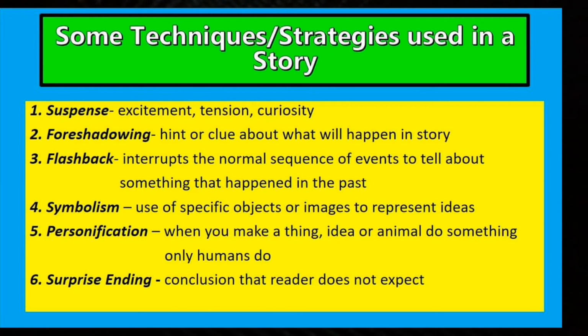And number 4, symbolism, use of specific objects or images to represent ideas. So there are some objects or maybe things or people or anything that are being used in the story, and then later on they have this very important meaning or connection in the story. For example, what is the meaning of the color yellow or red, or what is the meaning of the ball in the story? So they're symbolizing something.